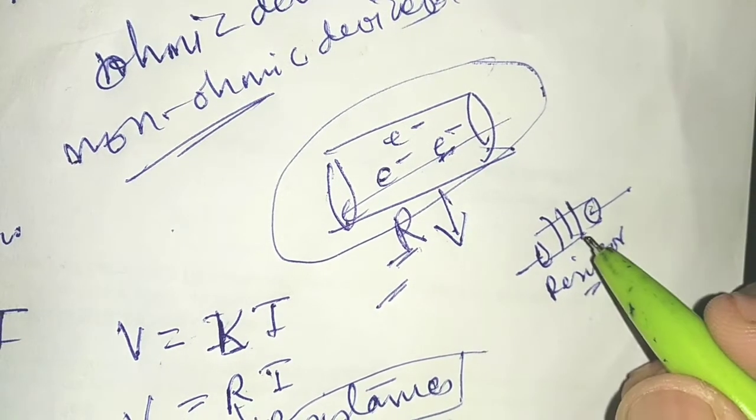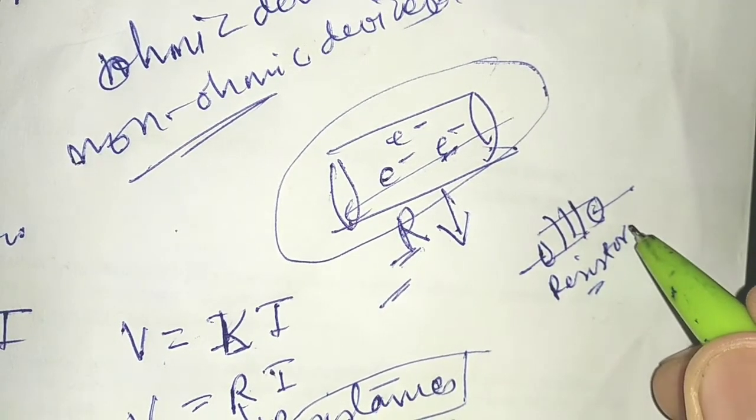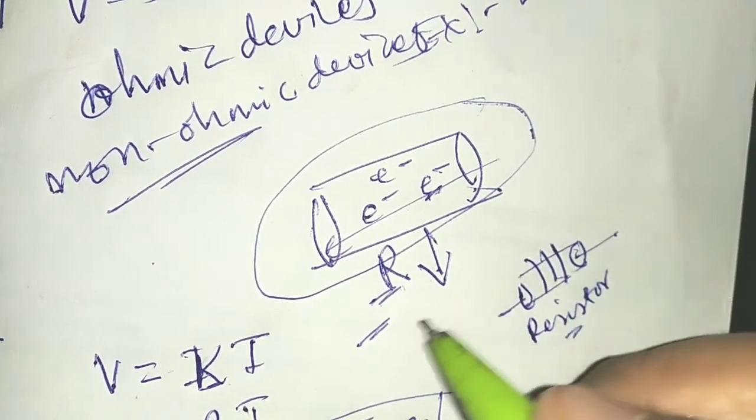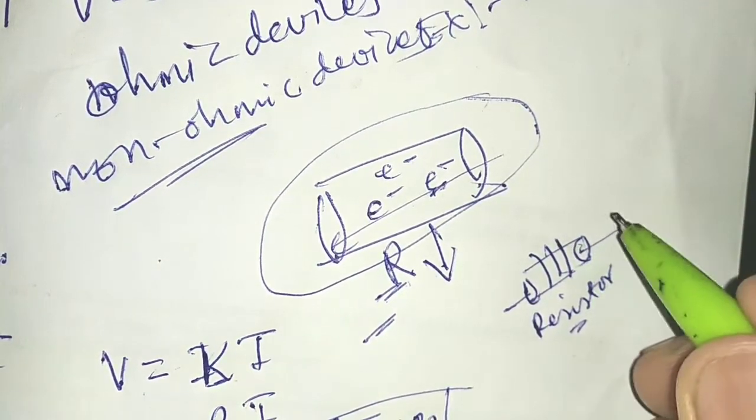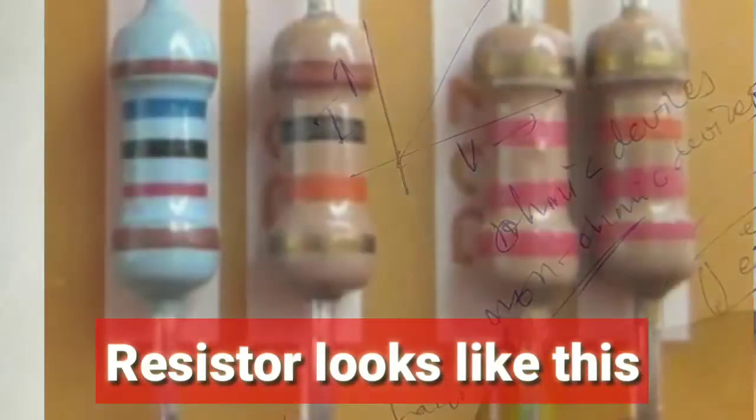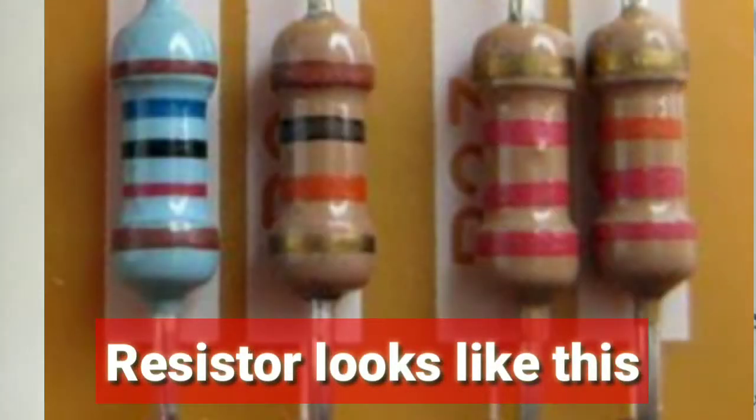So this is called a resistor. A resistor is a device which acts as resistance to stop the flow of current. Okay, moving on to the next question here, students.